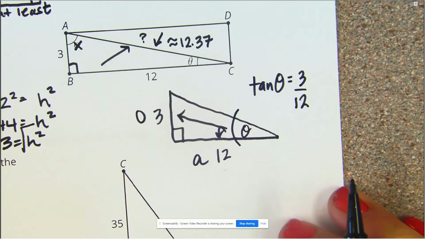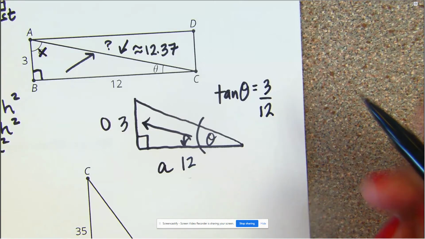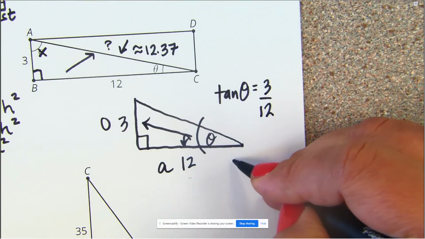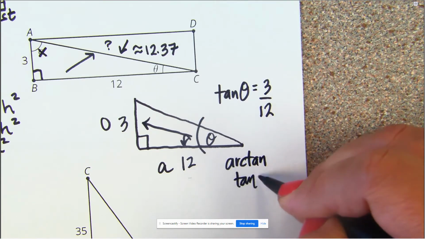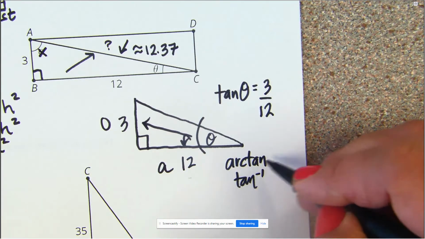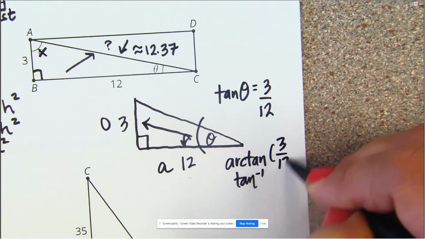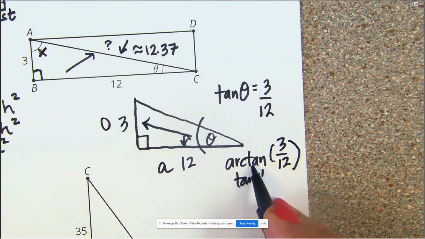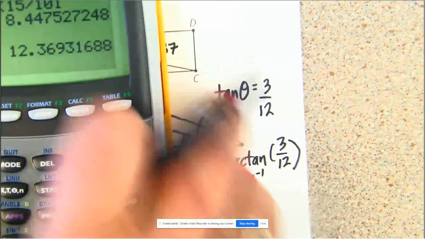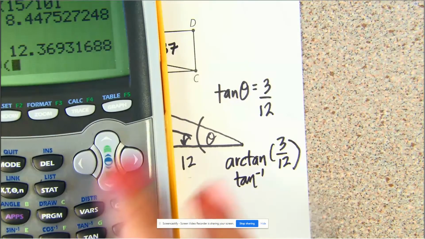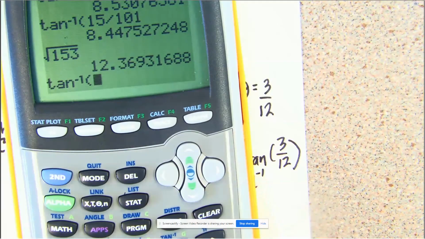Well, my calculator knows what angle that is. I just have to know how to type it in. Whatever way your calculator expresses it, it might say arctan, or it might say tan to the -1, that means inverse. I'm going to type that in. Hey, dear calculator, can you please tell me what angle had an opposite over adjacent of 3 over 12? Second, tan of 3 divided by 12.